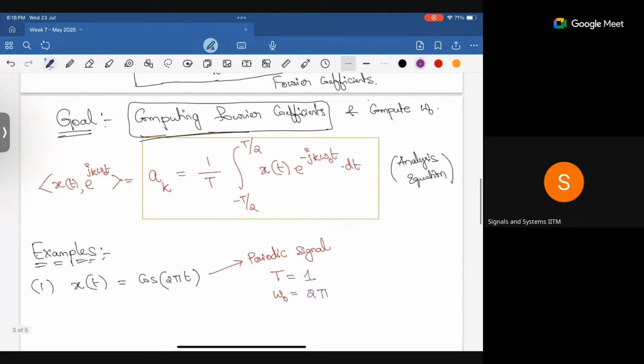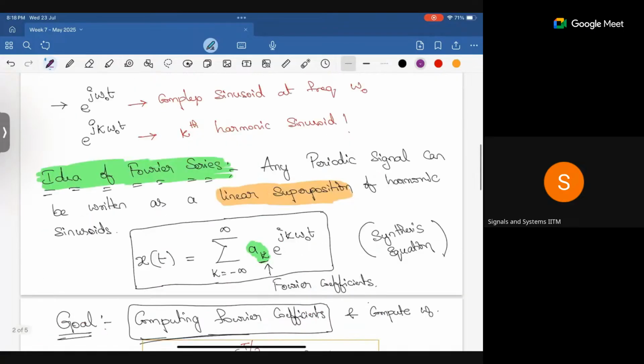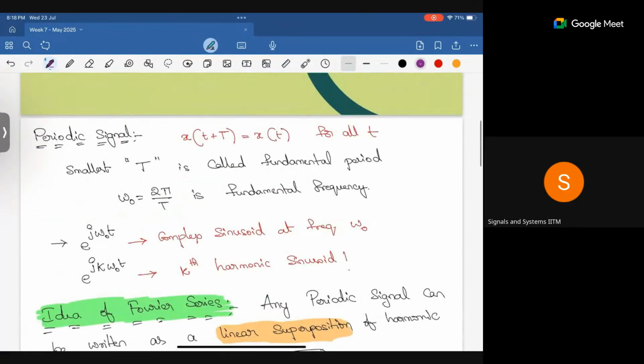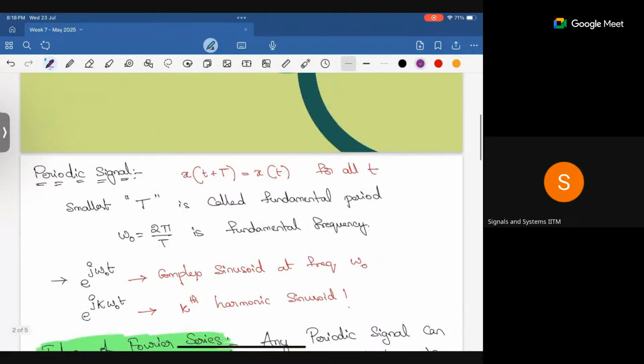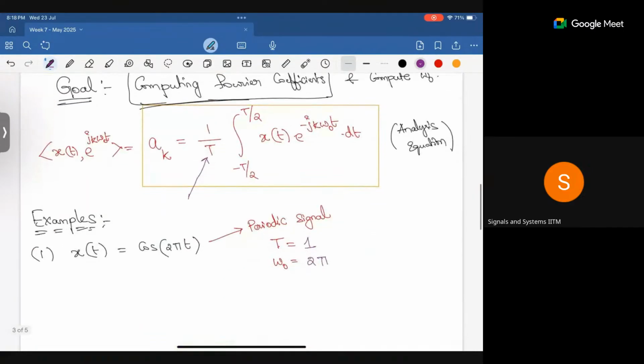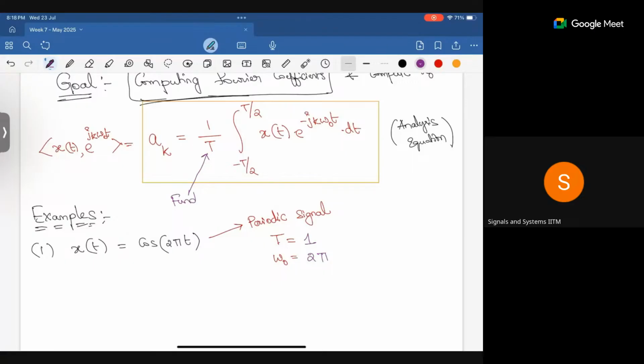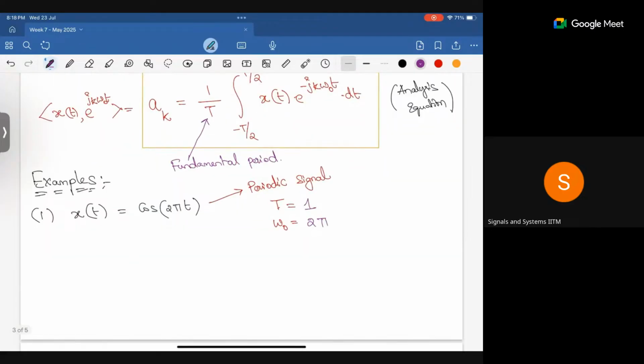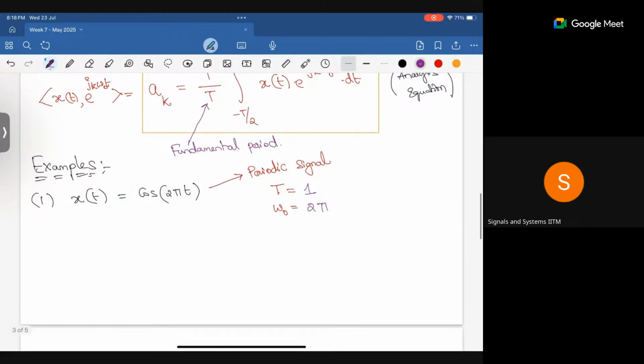Here, I forgot to mention, this capital T is the fundamental time period. We discussed this above also. So capital T is the fundamental period of the signal x of t. In this particular example, capital T is 1 and omega naught is 2 pi. We computed omega naught and we'll just keep it aside. I will tell you where it will be useful.